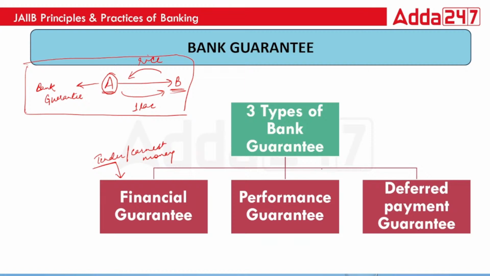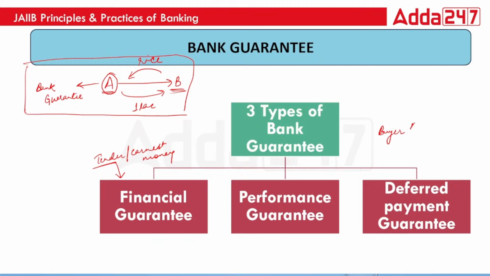This is called performance guarantee, where a performance is linked to that particular guarantee. Deferred payment guarantee is, suppose a capital expenditure has to be done and it is very expensive. The customer cannot pay the whole amount in a single installment. So the customer who is buying, that is the buyer.